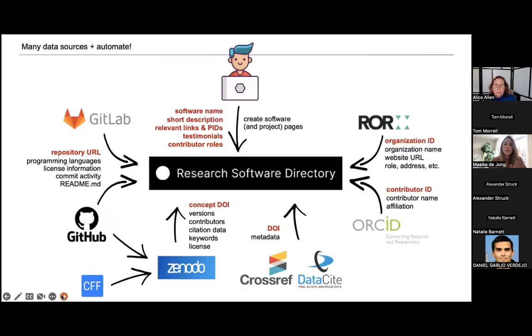So this is an overview of all the data sources that we harvest for this automation of information ingestion. Some of them I already mentioned. We also, for example, harvest from GitHub, Zenodo, Crossref, DataCite, etc.